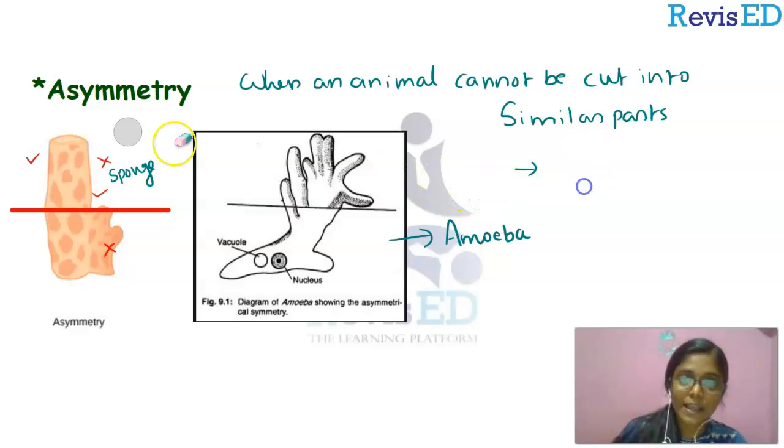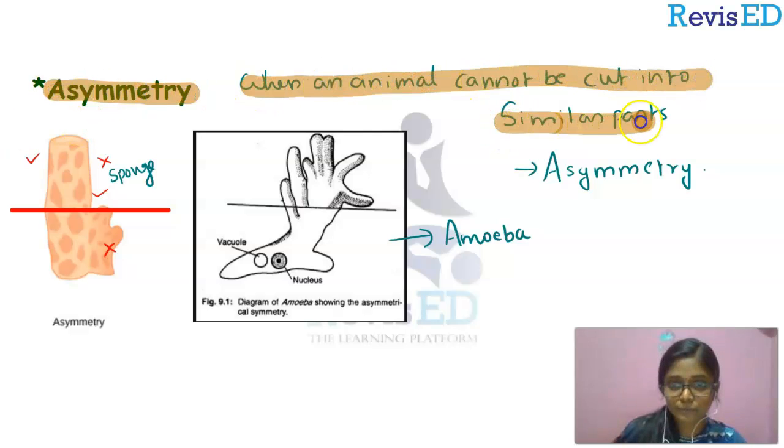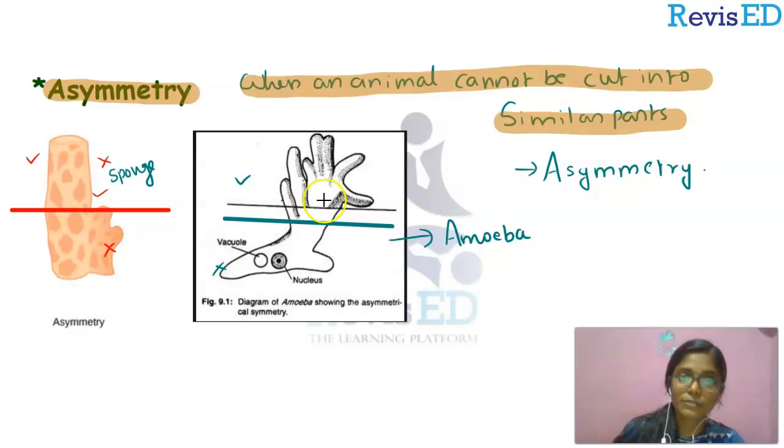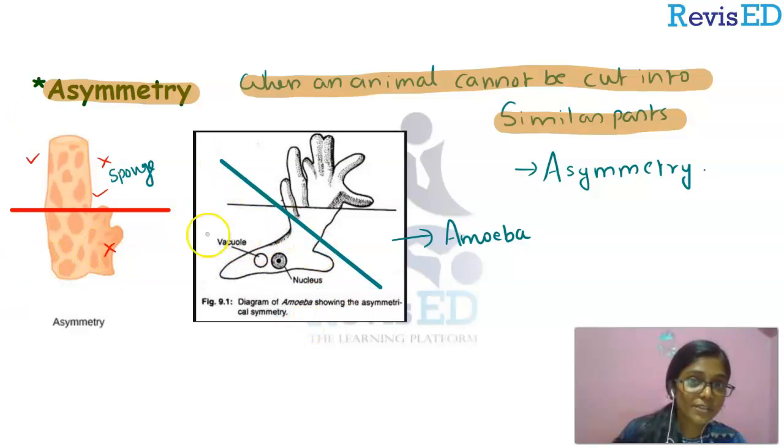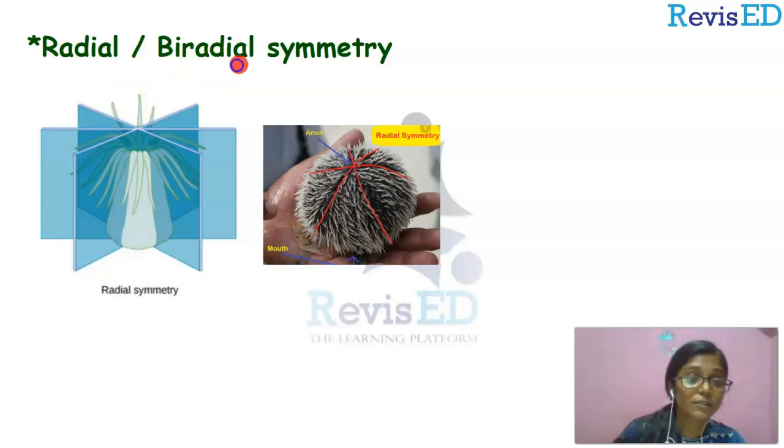It is called asymmetry. Okay, and it is the same in amoeba also. If you cut the amoeba through any plane, you won't get 2 equal parts or 2 similar parts. So it is applicable for the case of amoeba also. And you have studied 2 examples for asymmetry, right? What are they? It is sponge and amoeba. So most of the lower organisms which have no definite shape belong to this category.